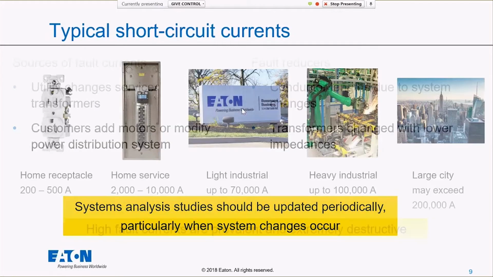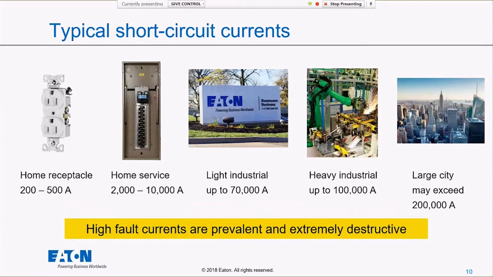So, some typical values for short circuit currents that we can see out there. At a home receptacle, we're looking at about 200 to 500 amps, which is relatively low compared to what else is on this screen. But certainly still a whole lot of amps. Our home service, right? So this would be a typical residential single family home standalone: 2,000 to 10,000 amps, pretty typical.